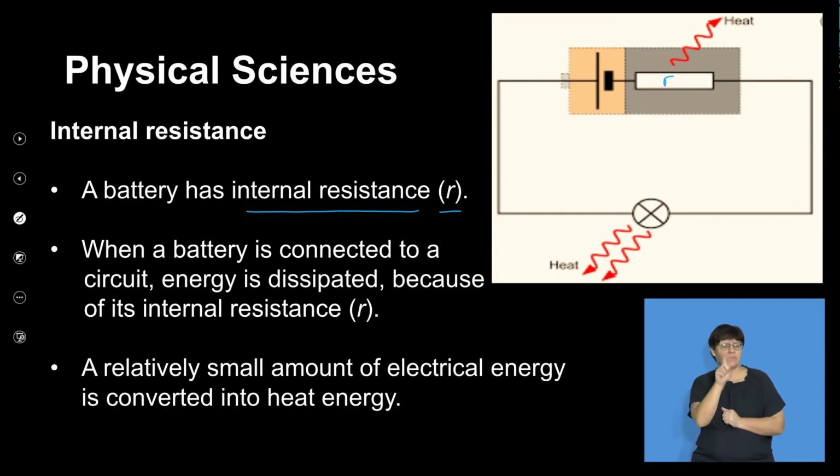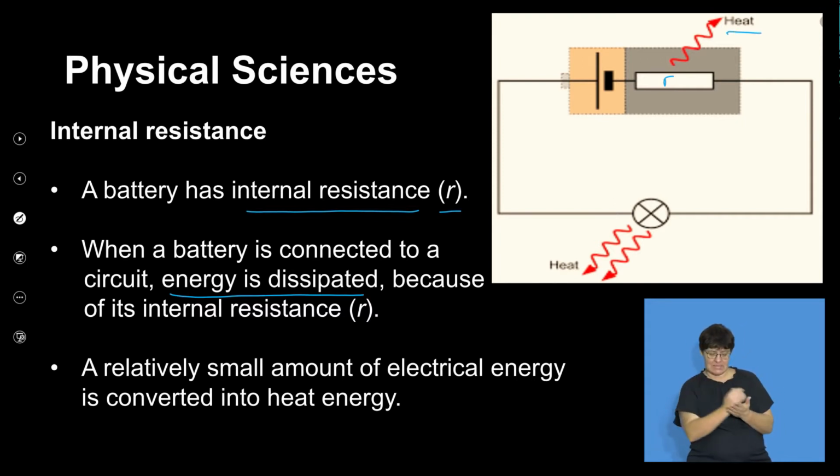It means work is done, or energy inside the battery is converted to heat, as the battery does work per coulomb of charge. So when a battery is connected to a circuit, energy is dissipated because of its internal resistance. Not all the maximum energy that the battery can provide is turned into electrical energy; some of it is converted to heat energy. So a relatively small amount of electrical energy is converted to heat. Think of it as lost because it doesn't become electrical energy.